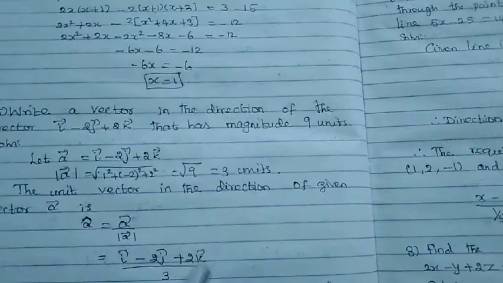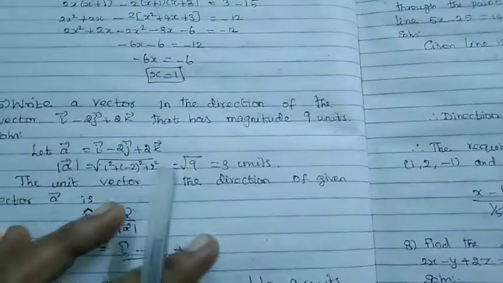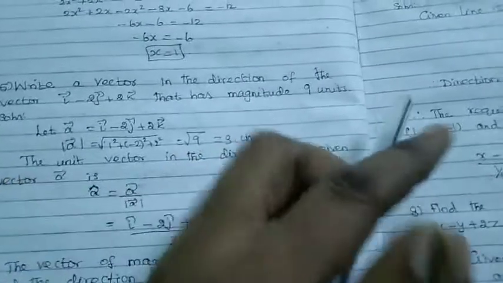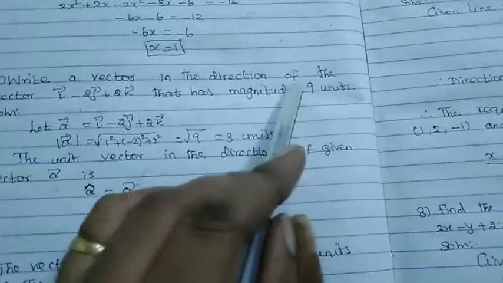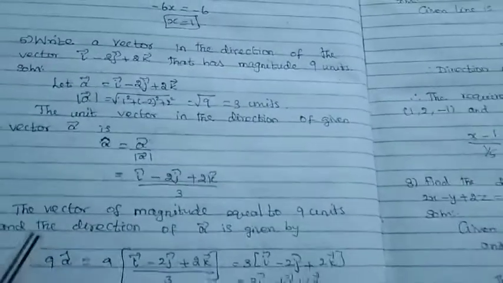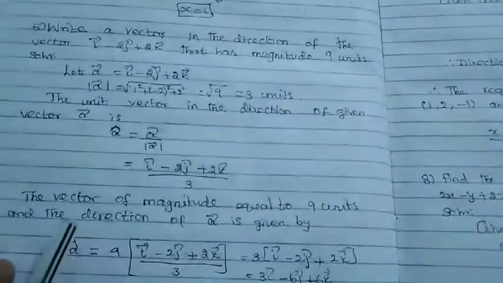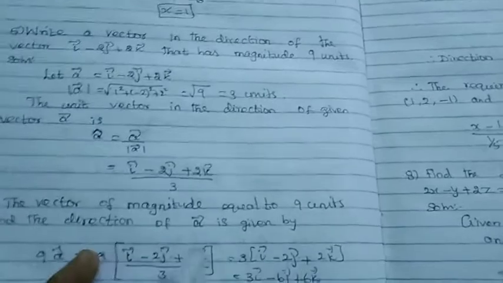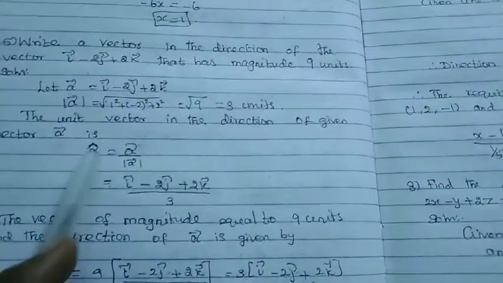In the sum they are given a vector and we find the magnitude of the vector. Then they are additionally given its magnitude, which is 9. We want to find one vector that has this magnitude and is parallel to the given unit vector. Therefore the vector of magnitude equal to 9 units in the direction of a is given by 9 into a cap. Its magnitude is 9 and then this is a cap.